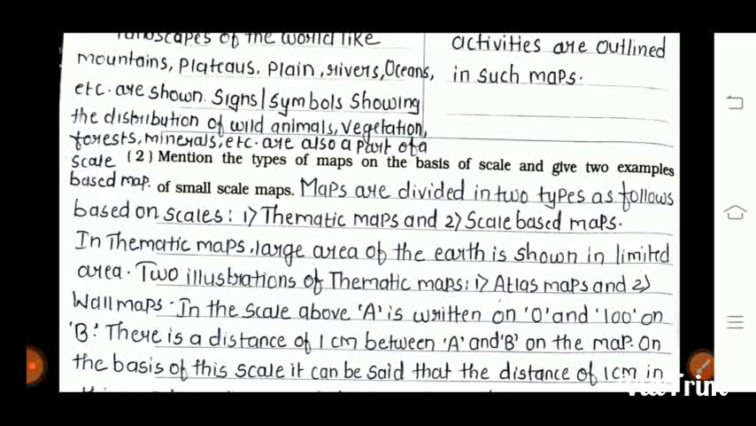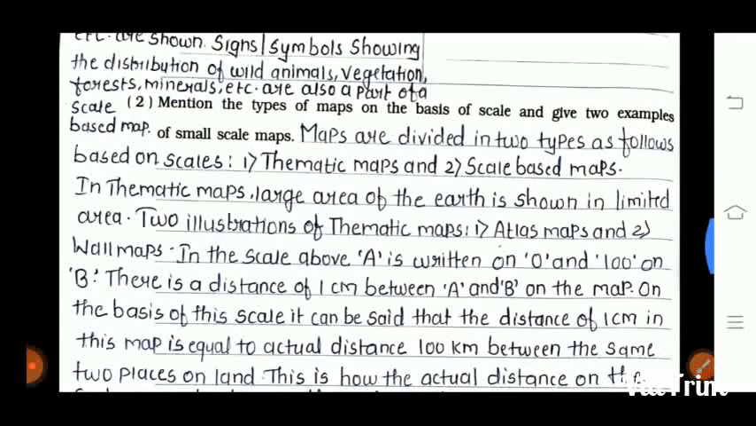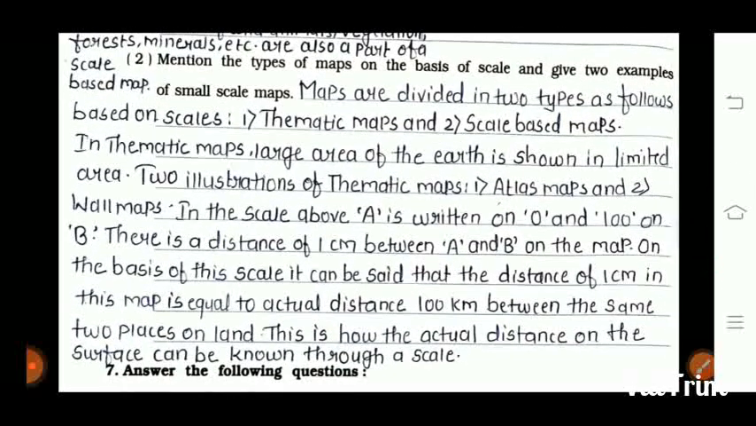Then second one: mention the types of maps on the basis of scale and give two examples of a small scale map. Maps are divided into two types as follows, based on scale. First one is the thematic map and second one is the scale based map. In the thematic maps, a large area of the earth is shown in a limited area. Two illustrations of the thematic maps: the first one is the atlas map and the second one is the wall map.